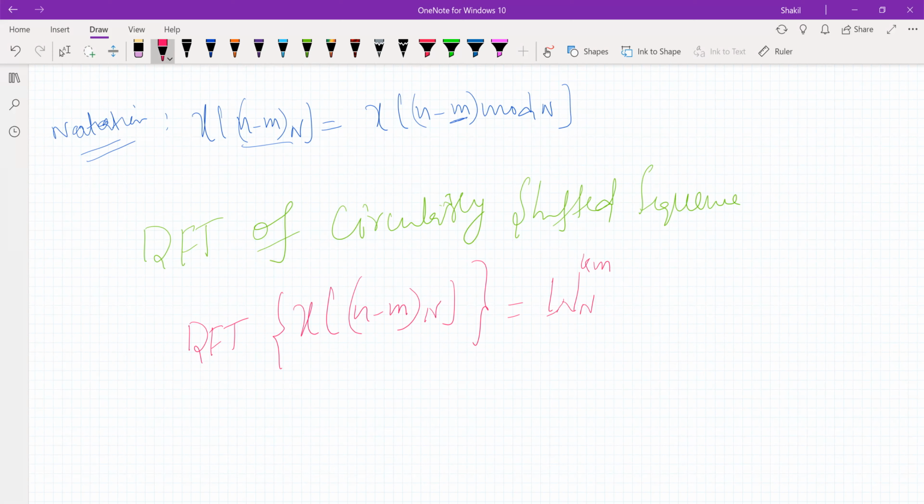times X of k. Now you know what W_N is, the twiddle factor, and X of k is the DFT of x of n. This is a very important property of the DFT: the DFT of a circularly shifted sequence gets multiplied by the twiddle factor raised to the power km and the original DFT of the sequence. This is very important for circular convolution. All right, let me end the session here. Please practice it.